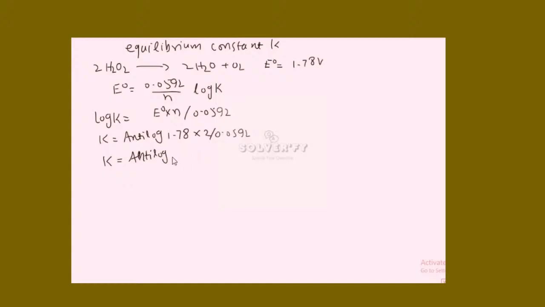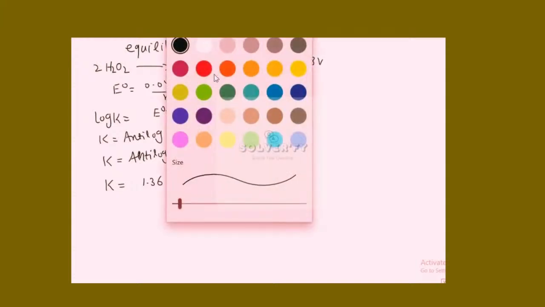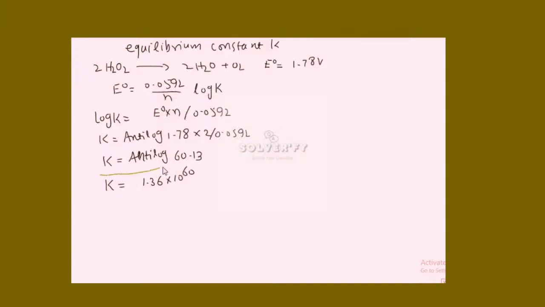Calculating this value, we get 60.13. Taking the anti-log of 60.13, we get the value of K, which is 1.36 times 10 raised to the power 16. This is the required answer to the question.